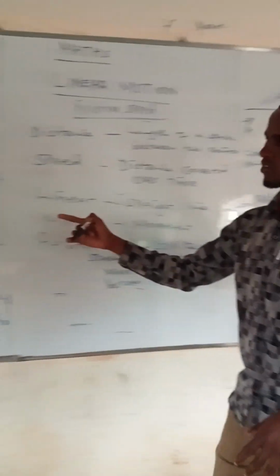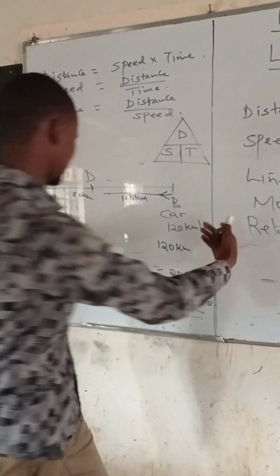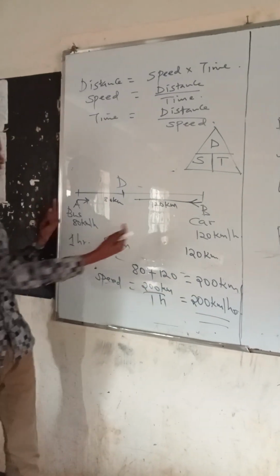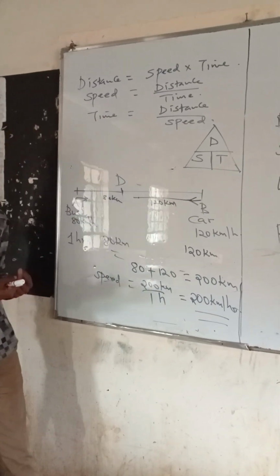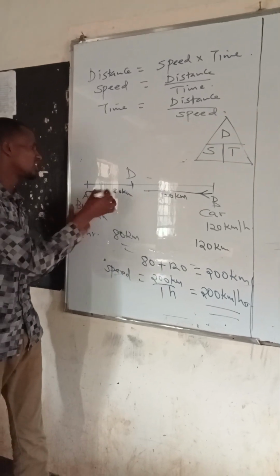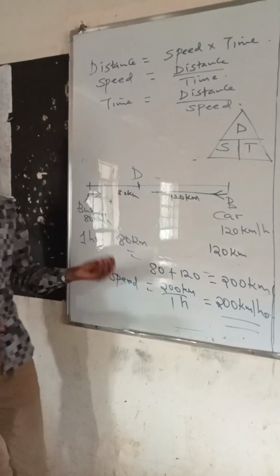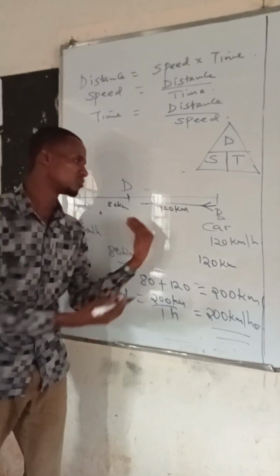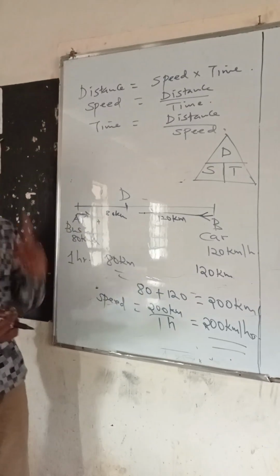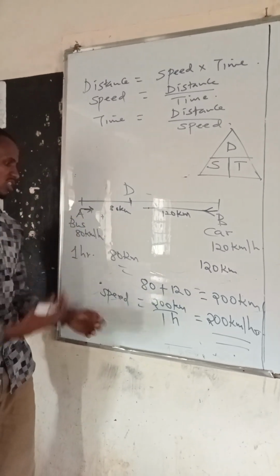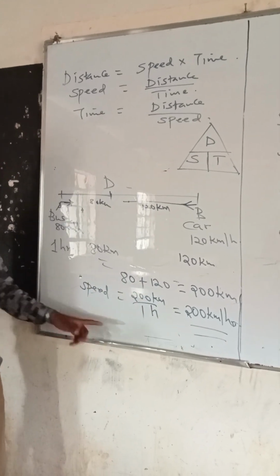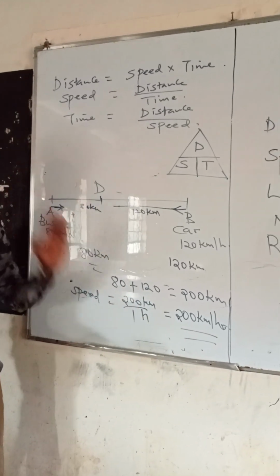But in the case where they are moving in opposite directions, all of them are contributing to reducing the gap. This one will be reducing by positive 80, and the other one is reducing by positive 120. So at the end of the day, in 1 hour, all of them will have reduced 200 kilometers, and that will give us a speed of 200 kilometers per hour.